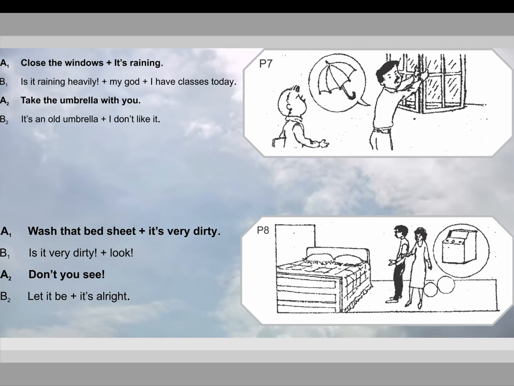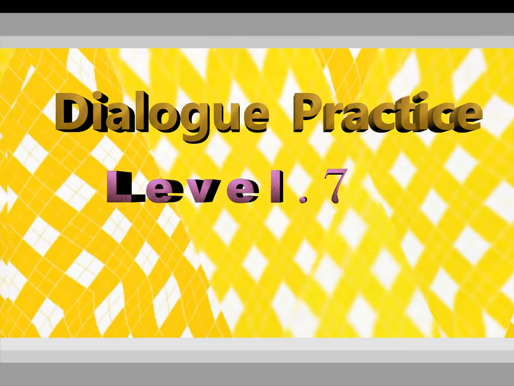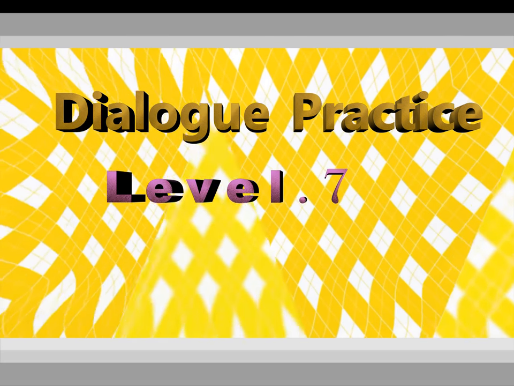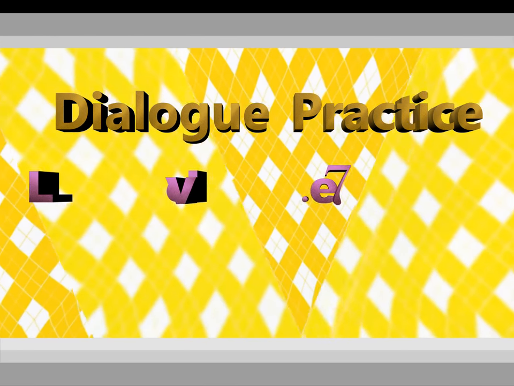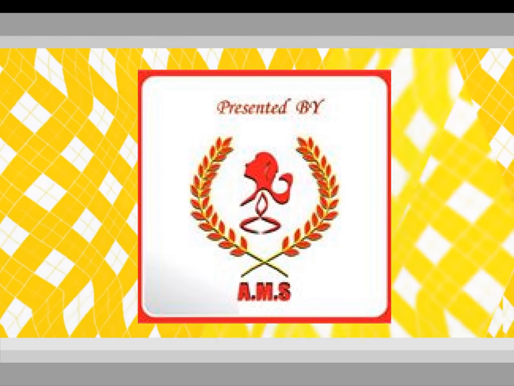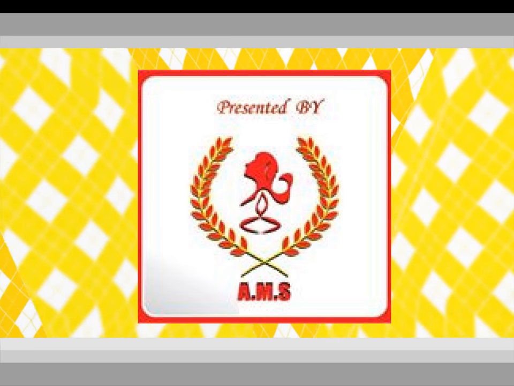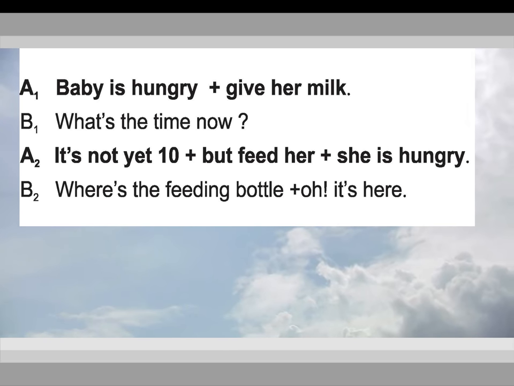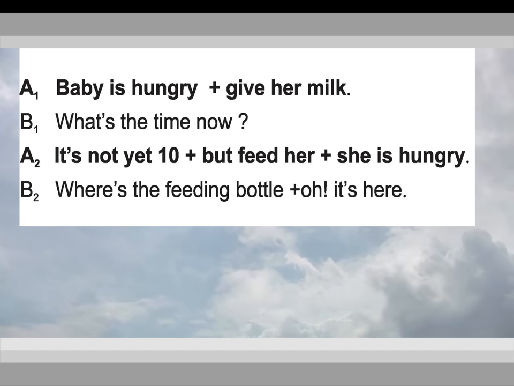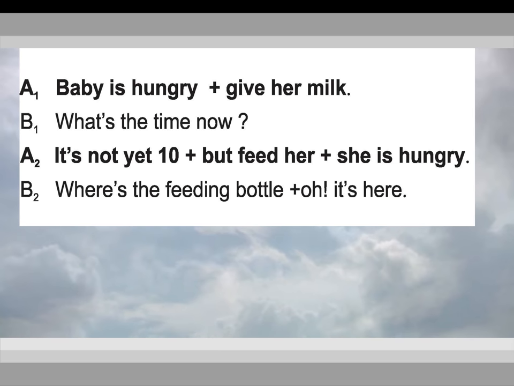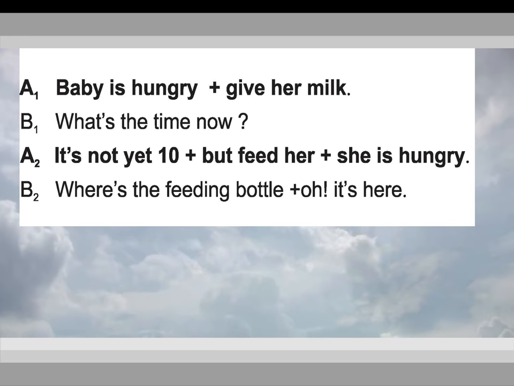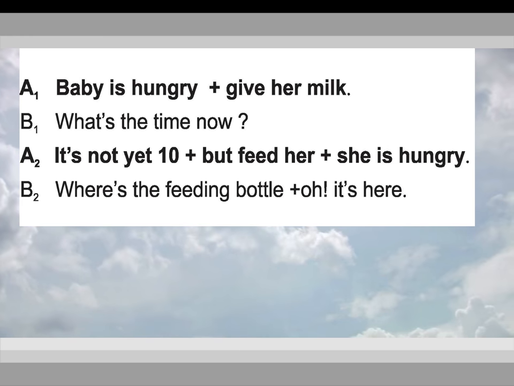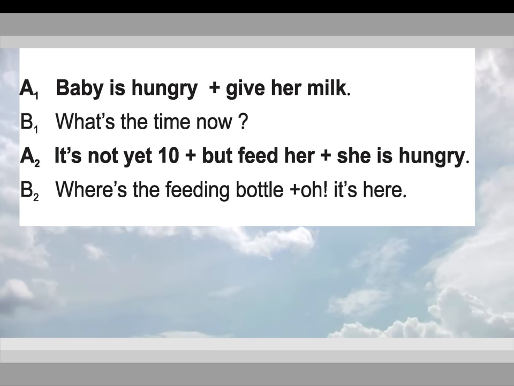Dialogue number 9. Exercise 7. Read the A1 part of the dialogue and say it looking at the relevant picture. Listen to my B1 part and then say the A2 part looking at the picture to match my B1 part. It need not be the same as mine. Consider what you say as correct.